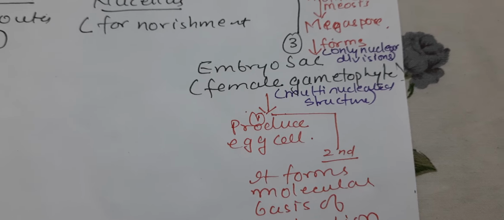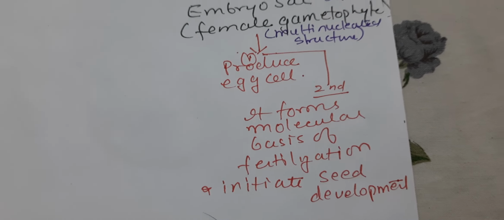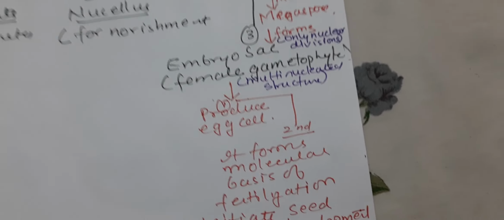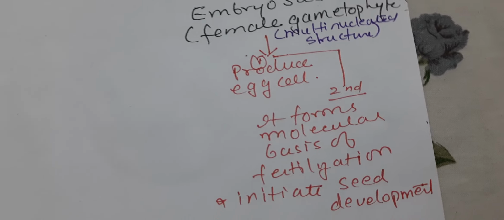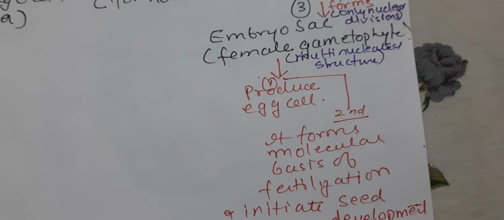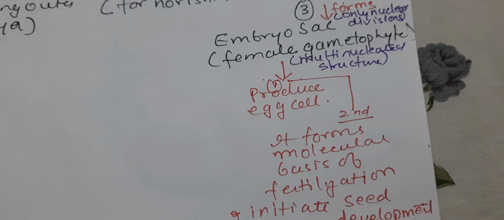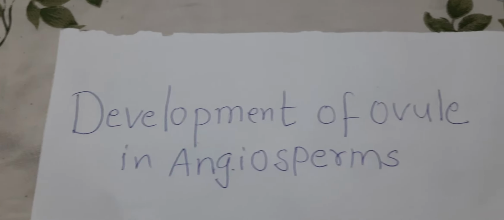So here you can see the embryo sac. One function is that it produces the egg cell. Another function is that it forms the site of fertilization, because fertilization occurs here, and later on the seed development also occurs in the embryo sac, where part of it, not the whole one, is converted into the embryo. So this is all about the development of the ovule.